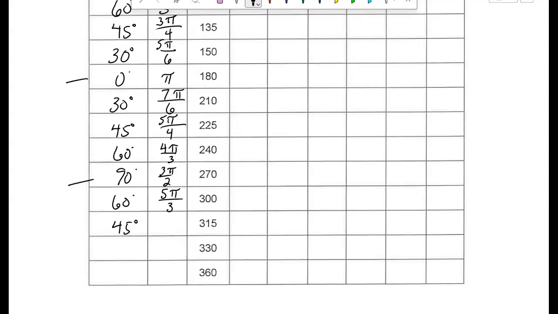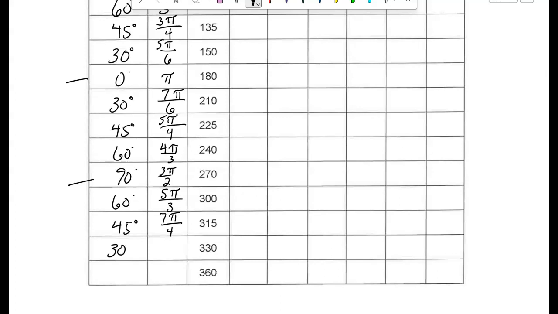315. Isn't its reference angle 45? So it's going to be over 4. What is it going to be? 2 times 4 is 8. Just under that is going to be what number? 7. 7 pi over 4. So it's just under 2.